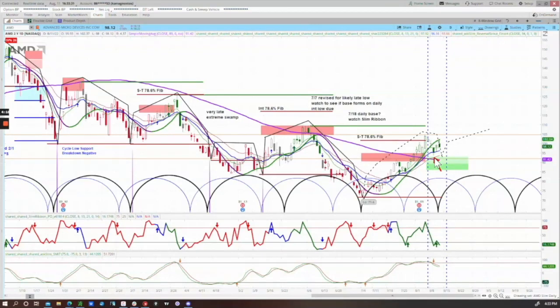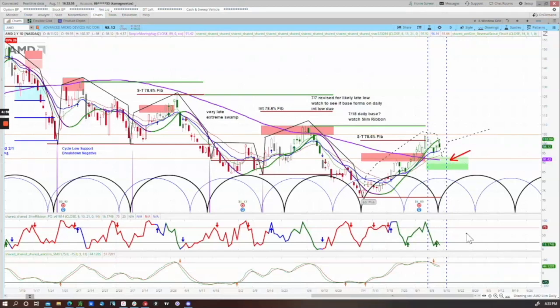Now, momentum in here is positive with both the reversal scout as well as the slim ribbon, which is another proprietary momentum indicator that colors the candles green, gray, or red, depending on momentum conditions. So AMD is in this cycle timing window and appears to be holding this support zone.